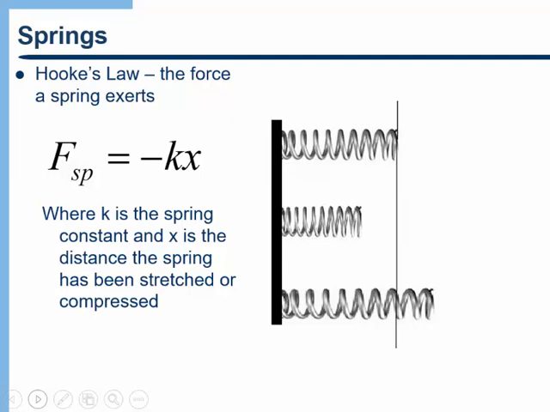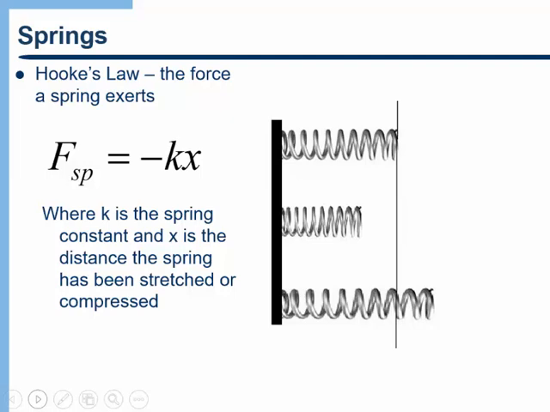The force is equal to negative kx, where k is called the spring constant. The spring constant is just a measure of how strong or weak the spring is. So a stiffer spring will have a higher spring constant. Let's take a look at why there's a negative sign in Hooke's law.